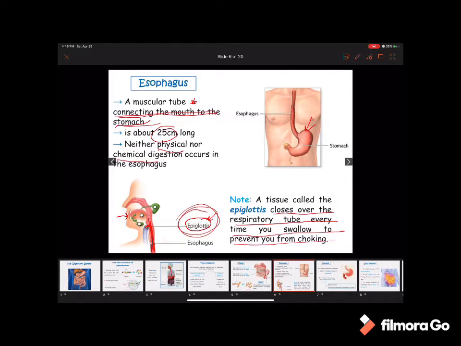All right? So it's very important to know the role of the epiglottis. Although it's a very, very small structure, we've talked about it before in the respiratory system, and we bring it back again into the digestive system to know that it plays a major role in letting air take its pathway into the trachea and let the food take its pathway into the esophagus.